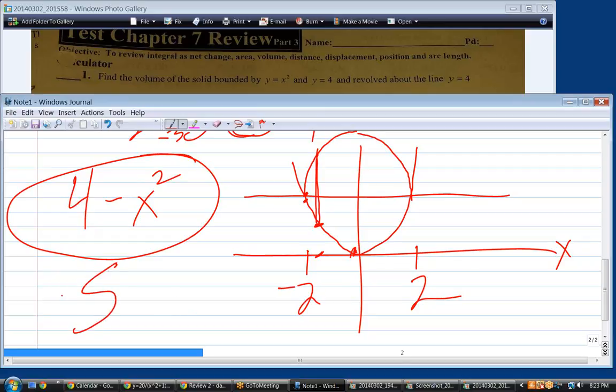So I got pi r squared dx from minus 2 to 2. This one is easy to integrate because if we expand this, we just have a trinomial polynomial, which we can then separate into 3 pieces and integrate each one alone.